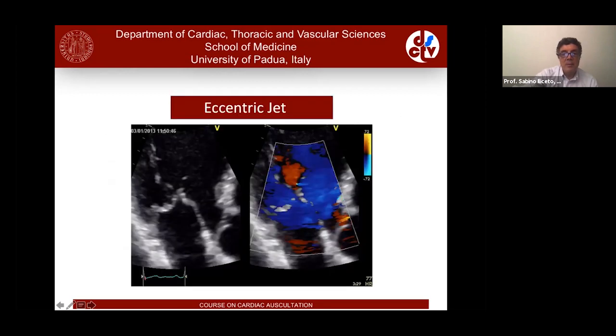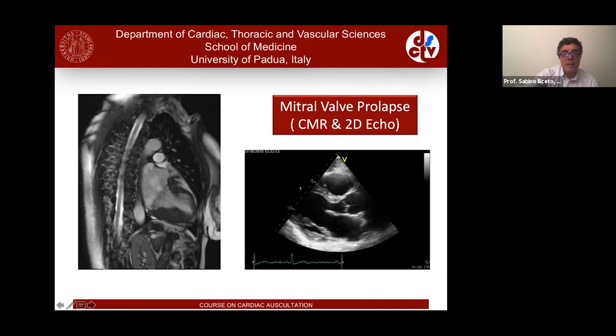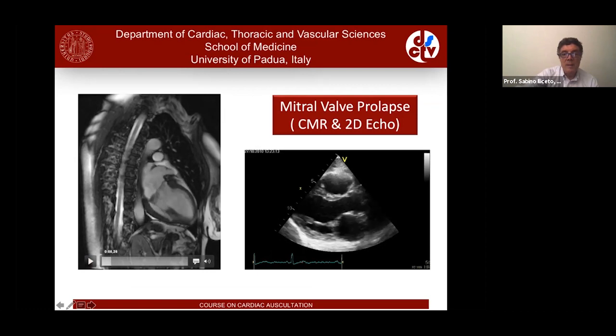If we go here, you will see that we have normal movement, prolapse, and regurgitation. If we go slowly, let's ignore echo, and let's go to the magnetic resonance. Okay, here it is. So we have the anterior wall of the left ventricle, the apex, the inferior wall of the left ventricle, left atrium, papillary muscle, anterior leaflet, posterior leaflet.